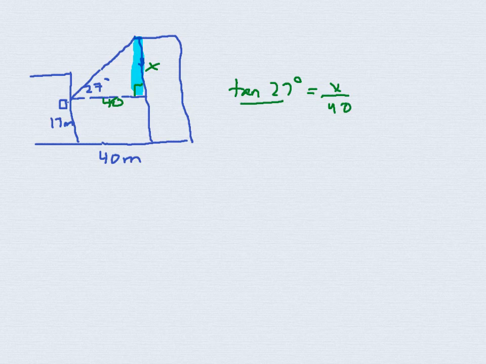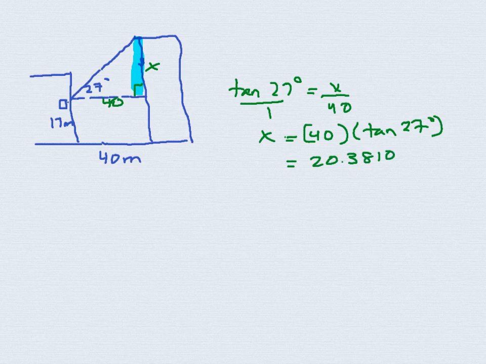And when you solve that ratio, you're going to end up taking 40 and multiplying that by the tan of 27 degrees, which is simply a constant you can get from your calculator or a trig table, and you're going to divide it by 1, which won't change anything. So 40 times the tan of 27 is going to work out to give you 20.3810. That's the height of the turquoise line in the diagram.